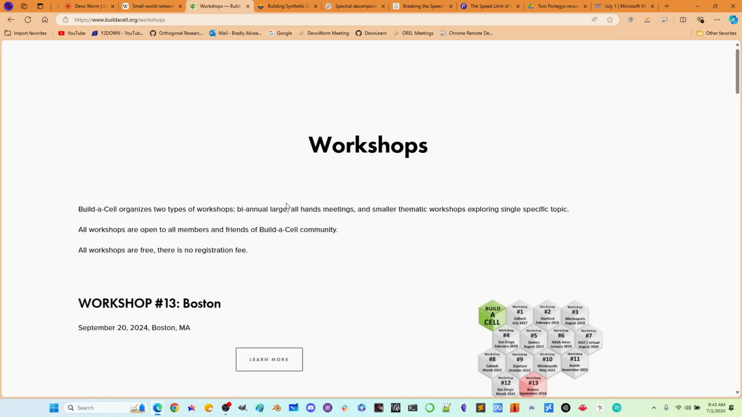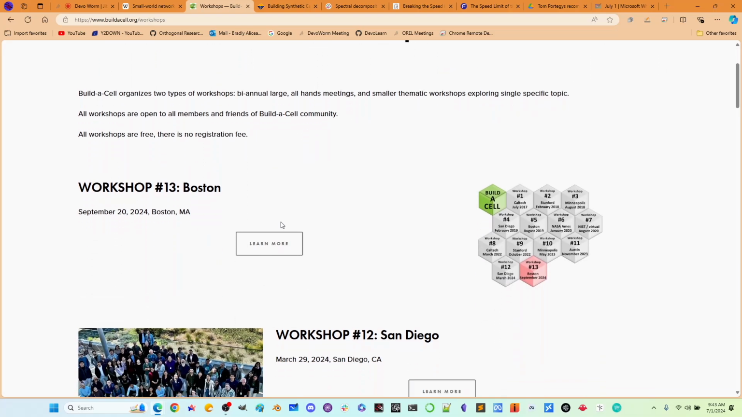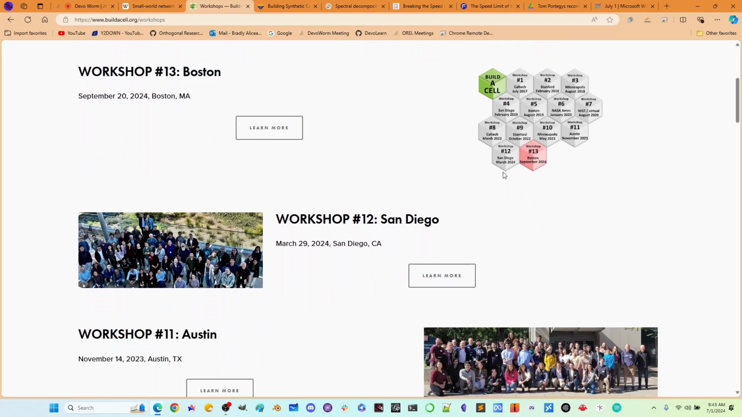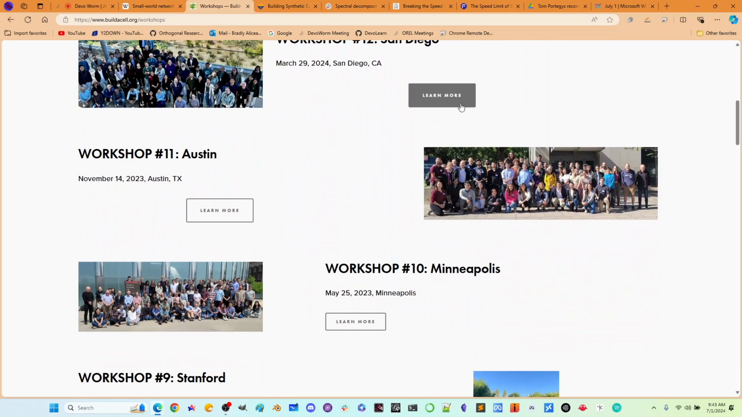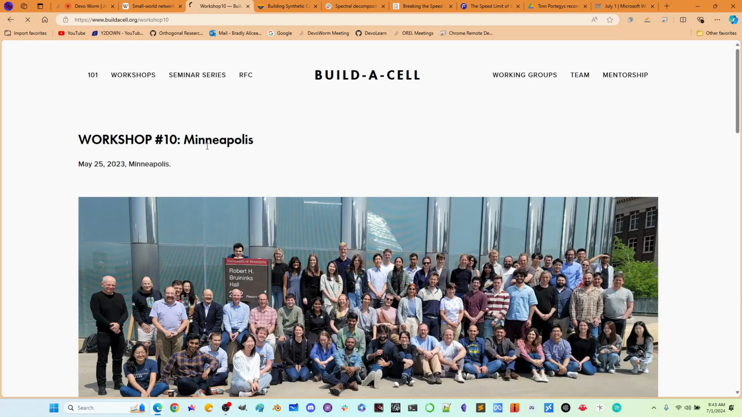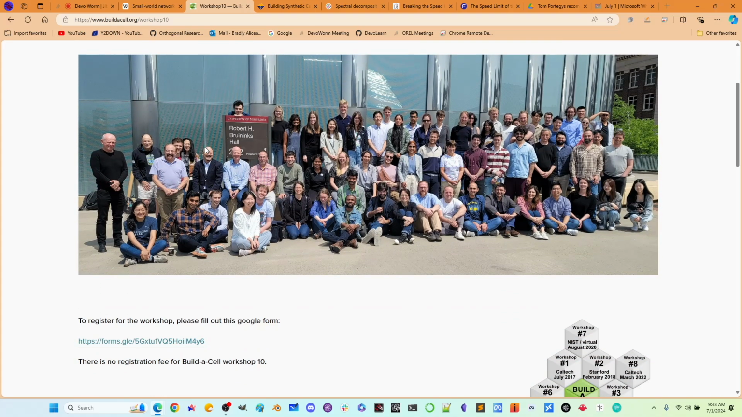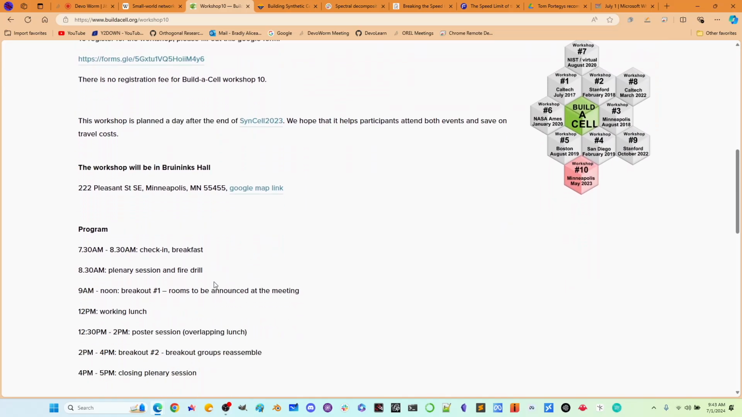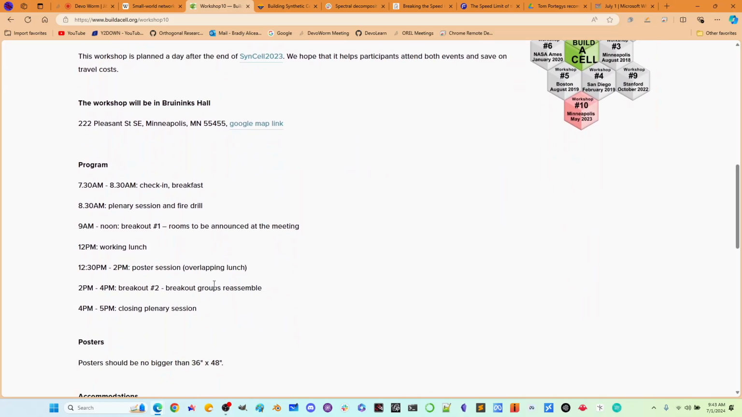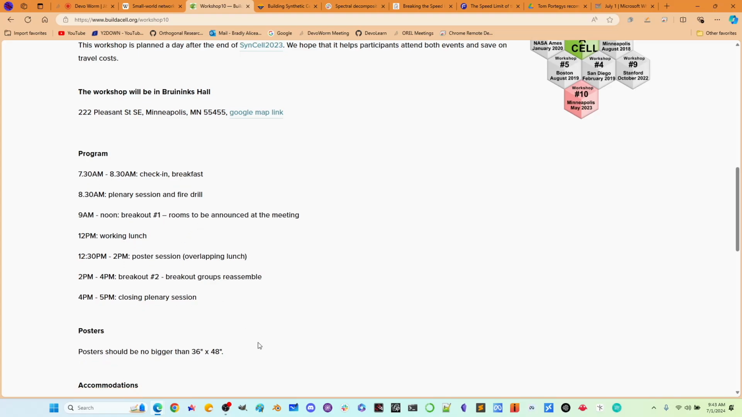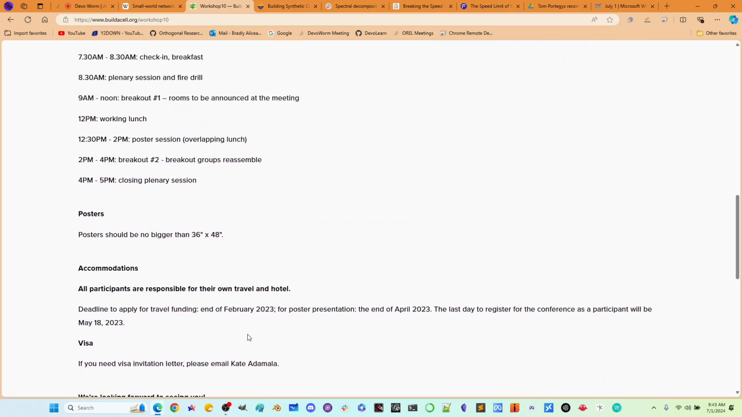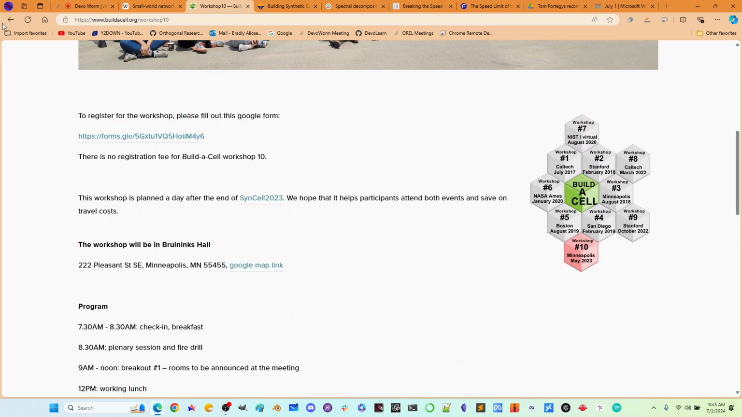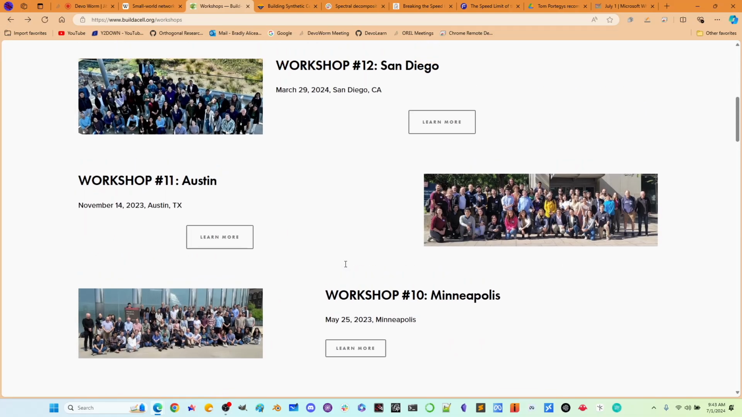The build a cell workshop, there's one coming up in Boston, workshop number 13. And these workshops, I guess, go back to, I don't know when. This might have been the one that I attended. This is maybe associated with the SynBio conference. They don't really tell you what these are, but they have breakout rooms here, so, yeah. Okay, so they do a lot of interesting things at these workshops. They talk about different topical areas.